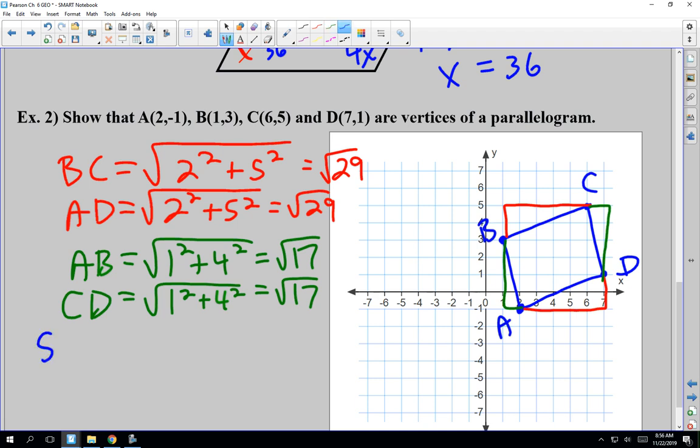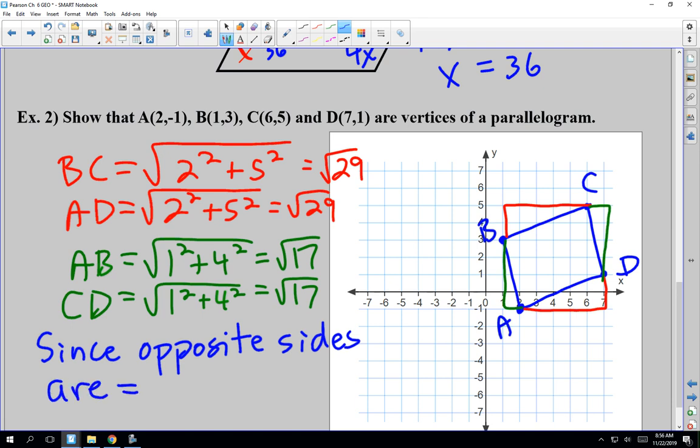So since opposite sides are congruent, ABCD is a parallelogram.